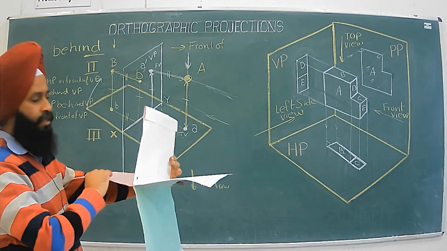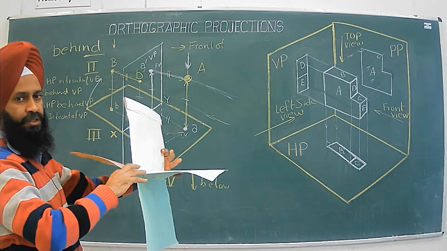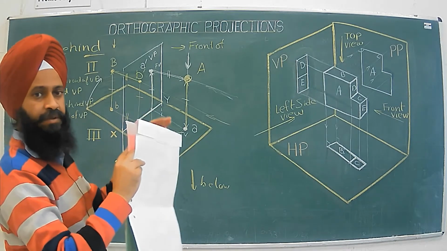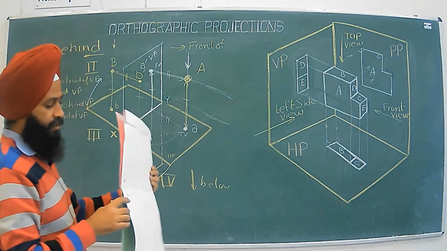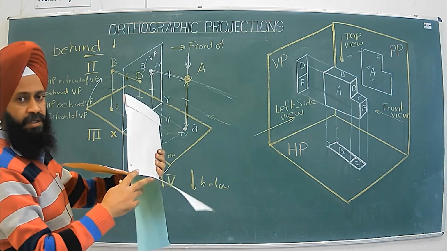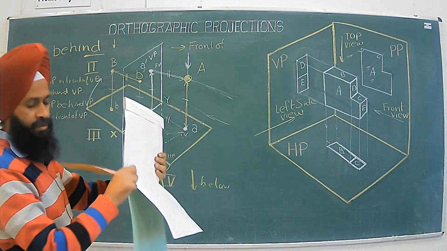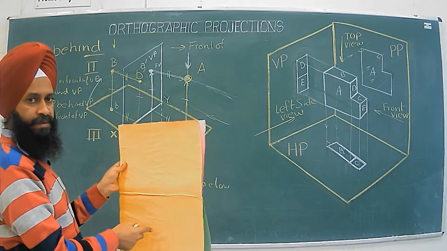For second angle, when we rotate this horizontal plane, it closes, and both HP and VP lie above the xy line. Similarly, for third, it opens up, and HP goes above VP.